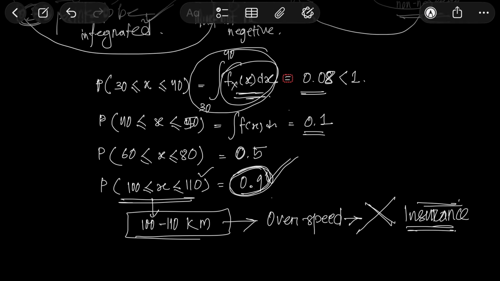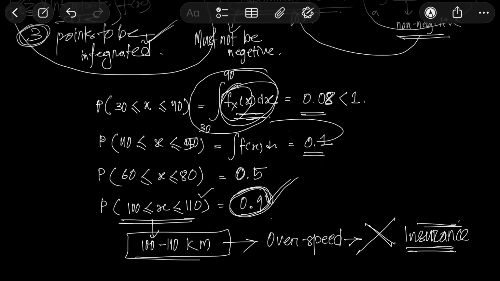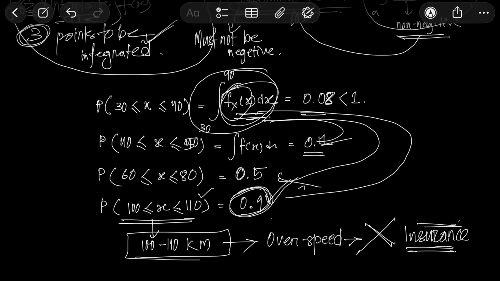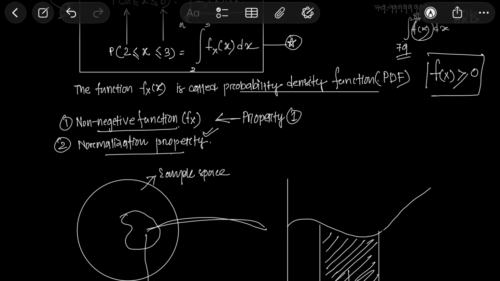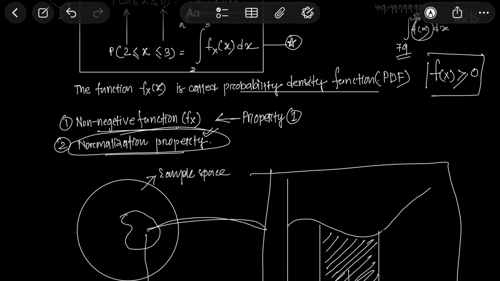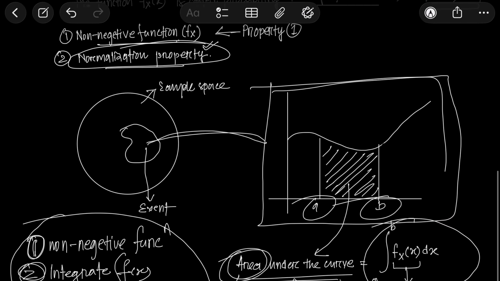The f of x will be given to you. You will calculate everything on the left side by putting in the formula and get that value. So now we will move further and discuss the second property, that is the normalization property. Okay, I think you are now clearer about these graphs. You can rewind the video and get a clearer vision of this one. These are very great concepts. So now we are moving to the next concept, that is the normalization thing.